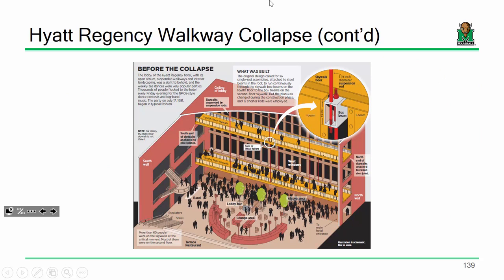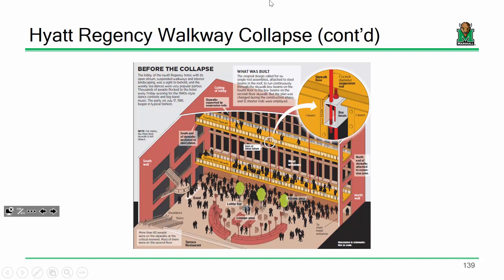So let me set the stage for what happened. This is a picture showing what it was like before the collapse. Like I said, this failure took place within the Hyatt Regency in Kansas City. So this is a pretty big hotel in a pretty major urban area. If you've ever been to a big hotel in a big city on a Friday night, it's a party just about all the time. There's lots of stuff going on. And what tended to happen in this hotel on the weekends were these tea party slash cocktail hour slash dancing shindigs. And the lobby and the area was pretty packed. Like I said, this happened on Friday night, so it was a pretty packed house.